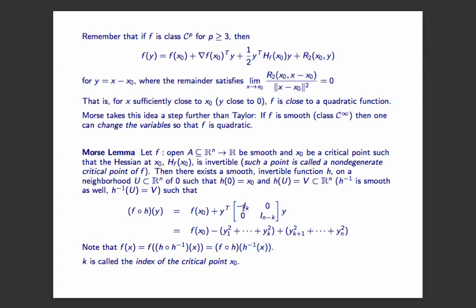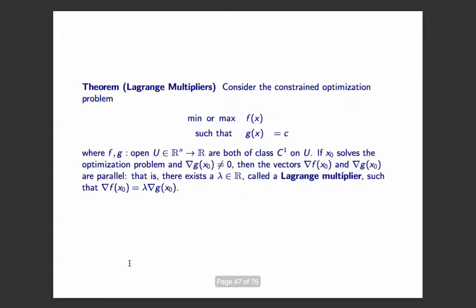And that's why we can look at the value of k to determine whether y is a minimum, maximum, or saddle point. And since each y corresponds to an x, the same result will carry over to f of x. By the way, k is called the index of the critical point, right? So if the index is either 0 or n, I have a relative extrema. If it's somewhere in between, I have a saddle point.